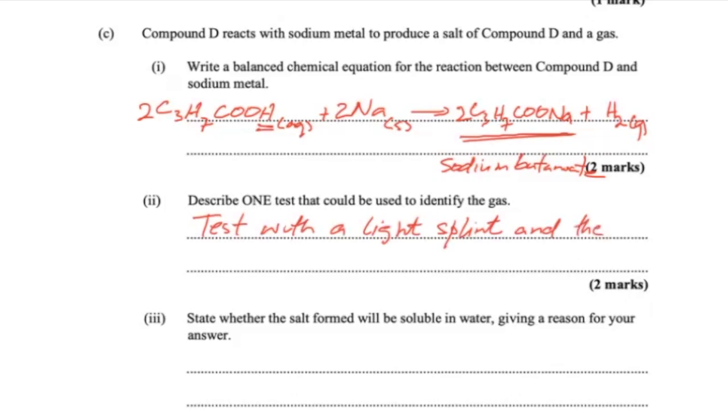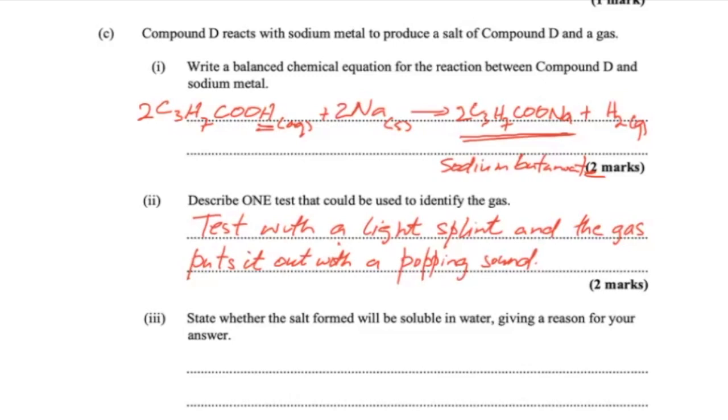So what does the gas do? The gas puts it out with what? So we use a lighted splint, and the presence of hydrogen is marked by the flame being extinguished with a popping sound. Depending on how much gas is being produced, you might get a squeaky pop, but the more gas is produced, the bigger the pop is. And this happens because hydrogen is really explosive.